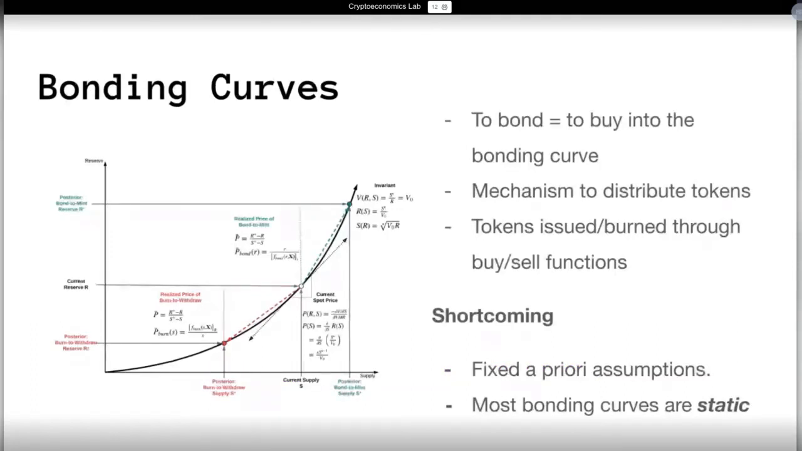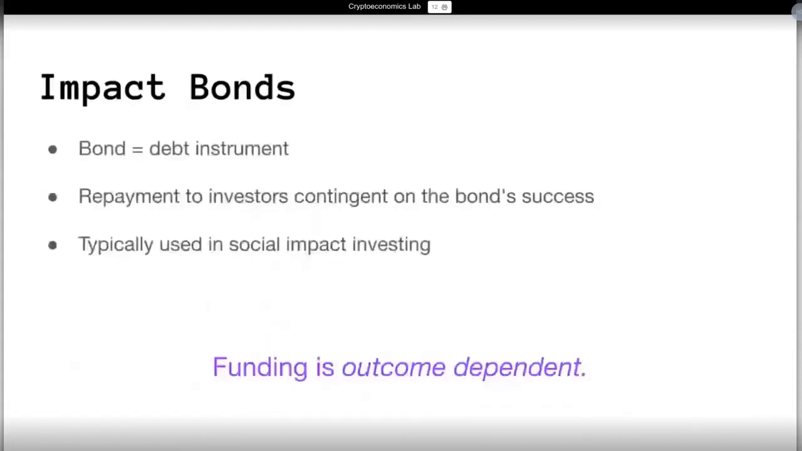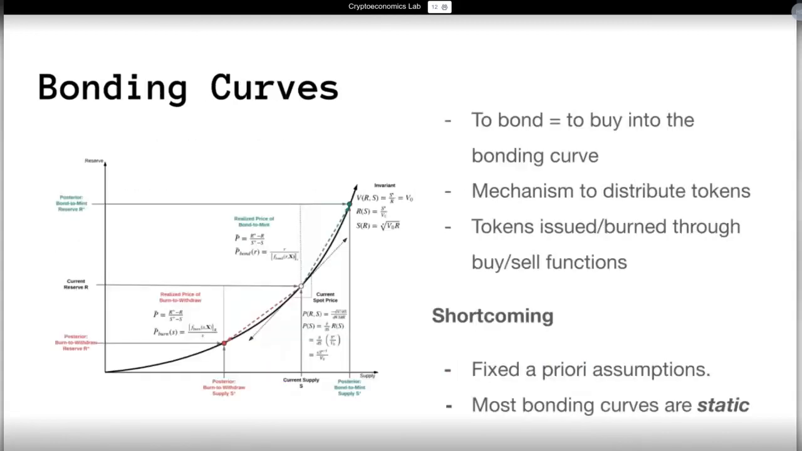So one of the things that we're applying from cryptoeconomics is bonding curves. One thing to note here is that when we're talking about bonding here, to bond means to buy into the bonding curve, whereas earlier the bond meant bond as a debt instrument. So just be aware of that distinction when we're talking about this further. Here, to bond means to buy into the bonding curve.